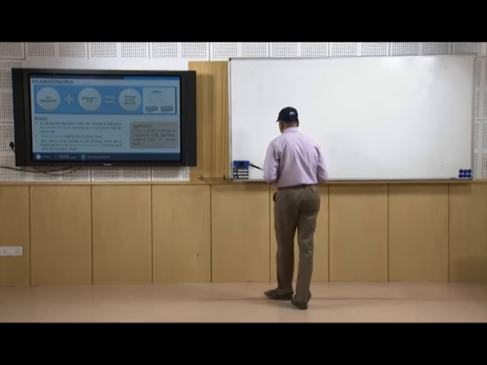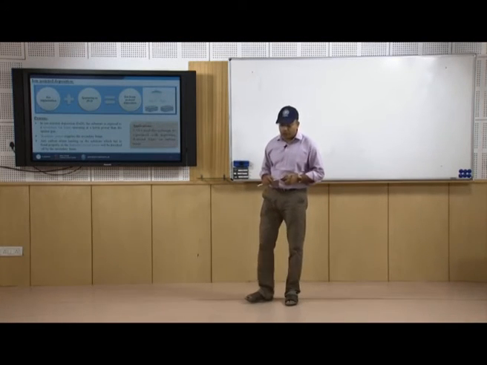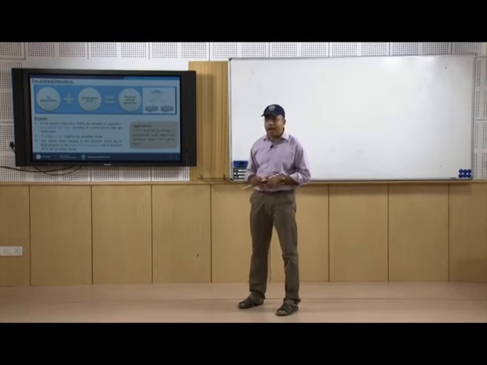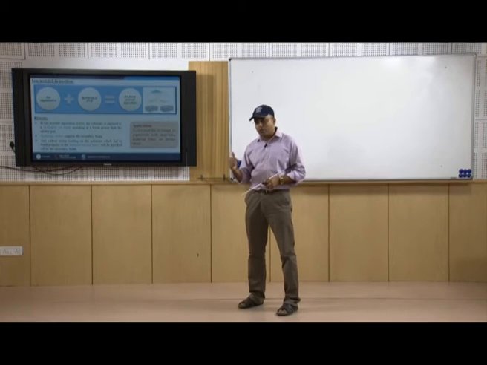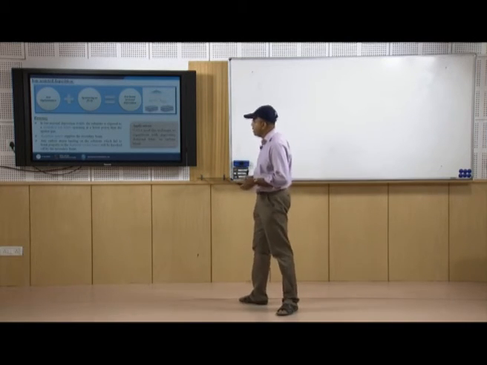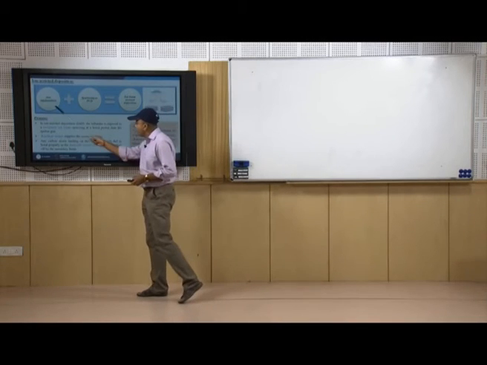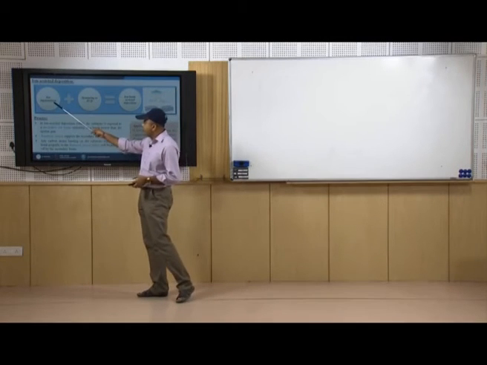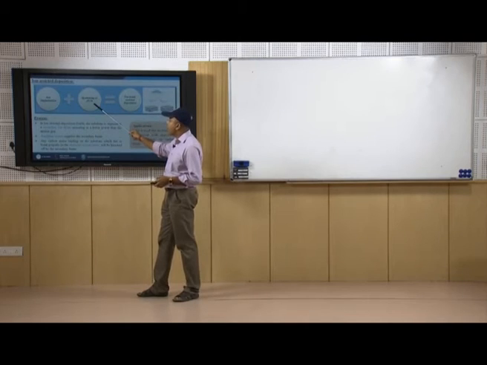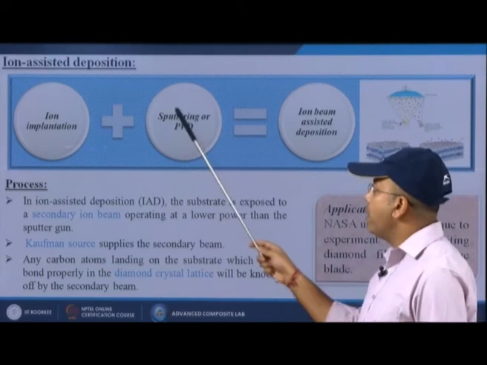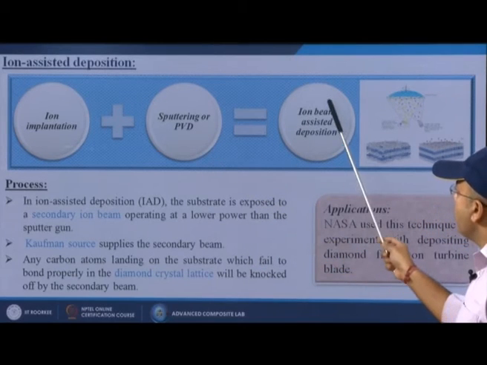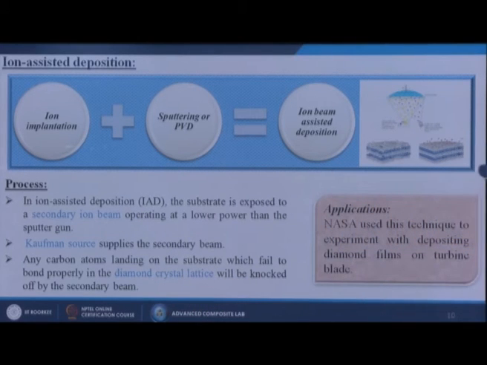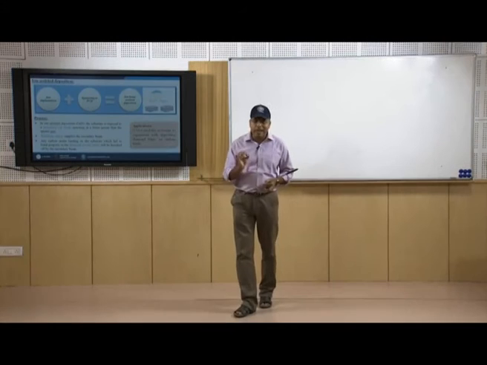The next technique we are going to discuss is ion assisted deposition. If you remember, in some previous lectures we have already discussed ion implantation, but in this lecture we are going to discuss ion assisted deposition, which is nothing but a combination of two techniques, or rather a mixture of two techniques. One is ion implantation, another one is sputtering, the PVD technique. So ion implantation and sputtering together give you ion beam assisted deposition. What is the process in ion assisted deposition? Generally in short form it is known as IAD.